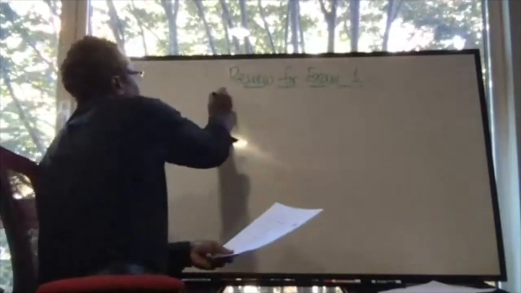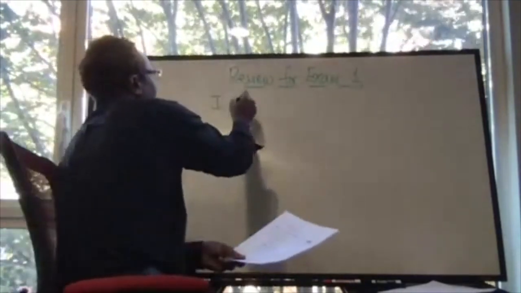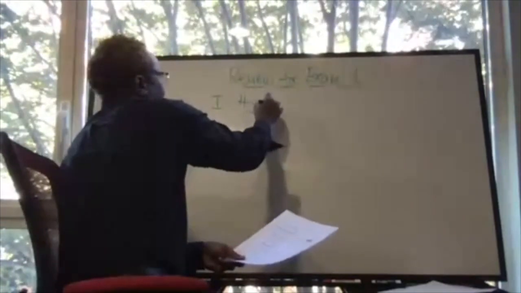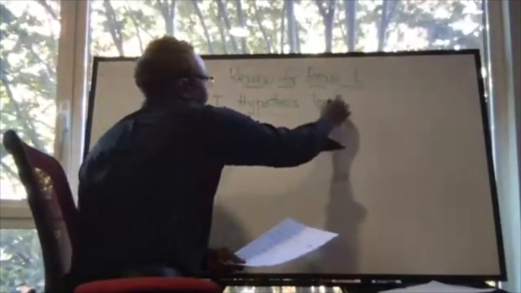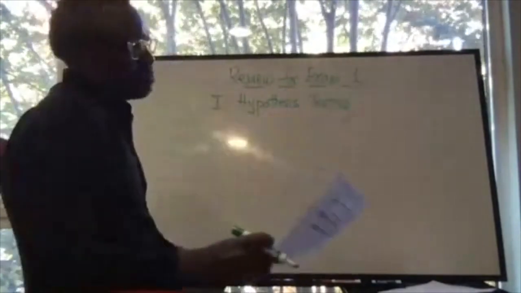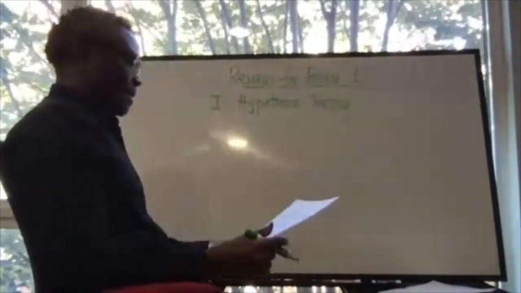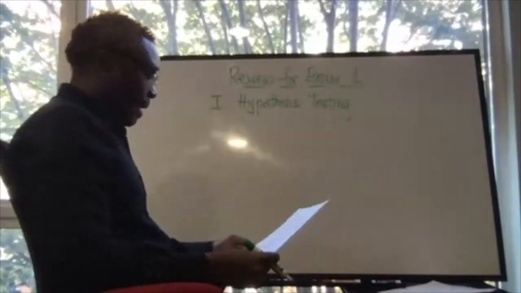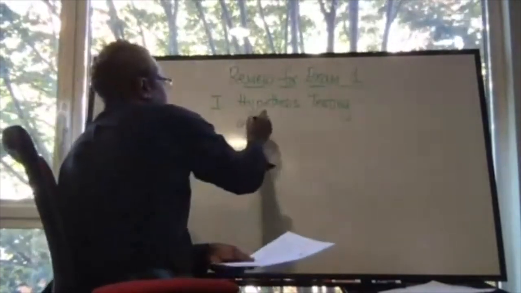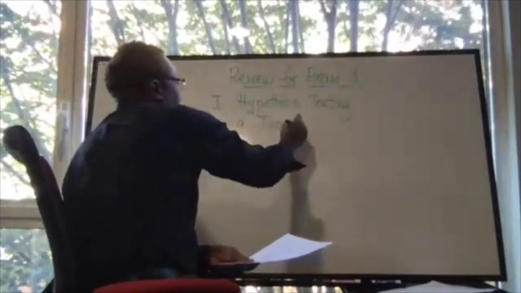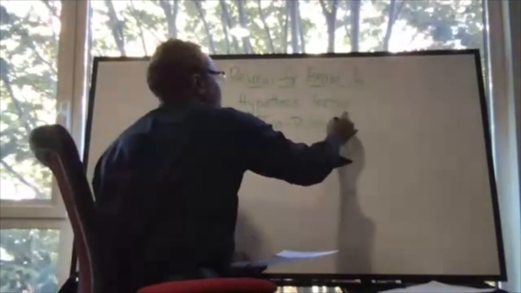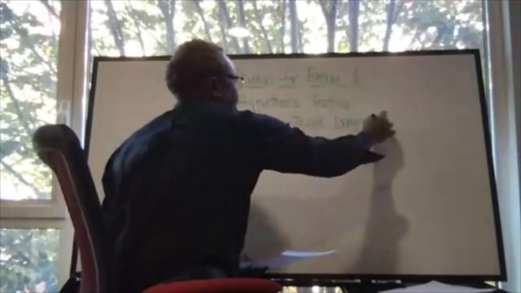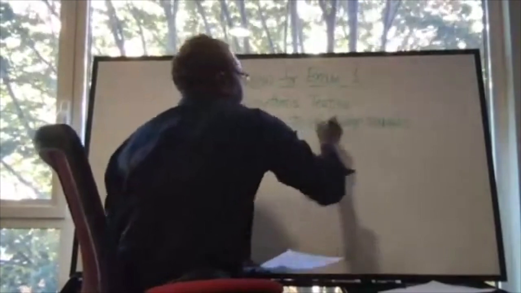Now, let's say Roman numeral one: hypothesis testing. This is what we did the very, I think we even did this on day one. Basic kind of review, where we're going to say a two-tailed, large samples. Okay, that just means that rejection regions are on both ends there.